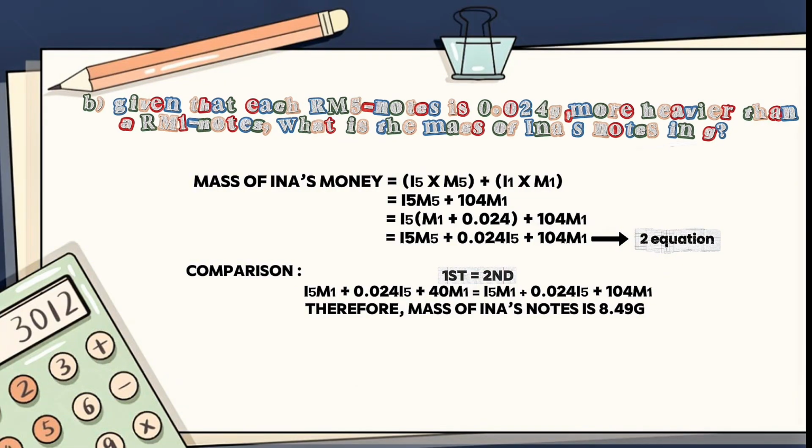As for the comparison, we can say that the first equation is equal to the second equation. Therefore, I5 times M1 plus 0.024 I5 plus 104 M1 is equal to I5 times M1 plus 0.024 I5 plus 104 M1. Therefore, we know that Ina's mass is 8.49 gram.